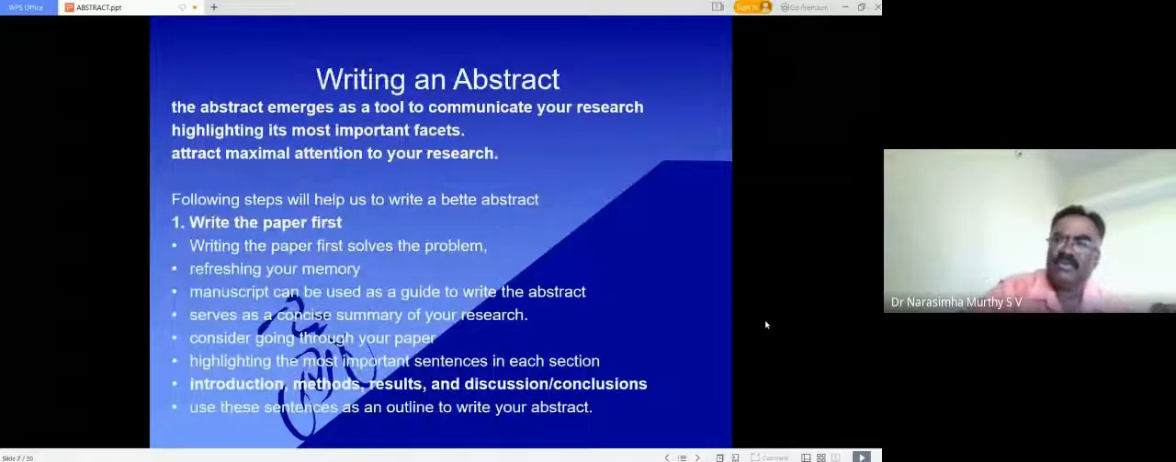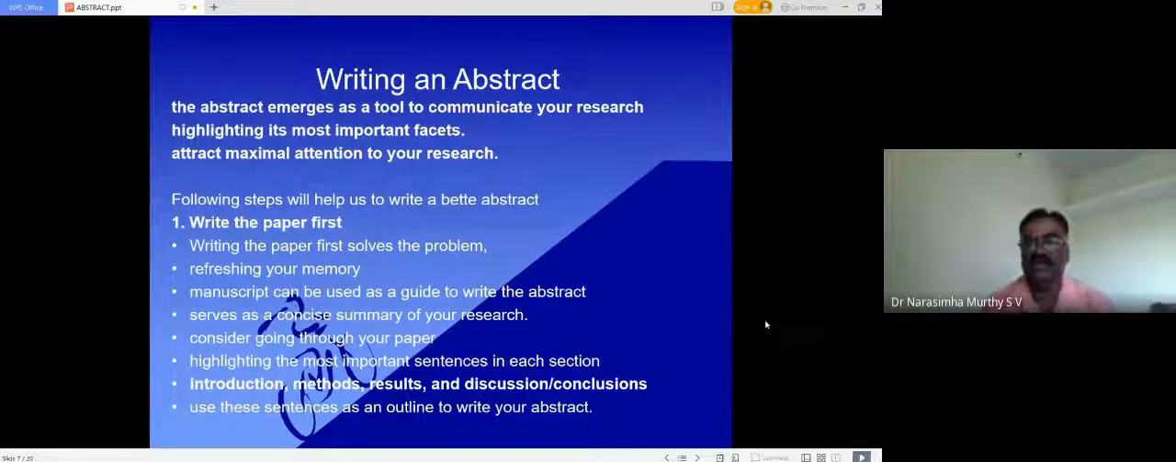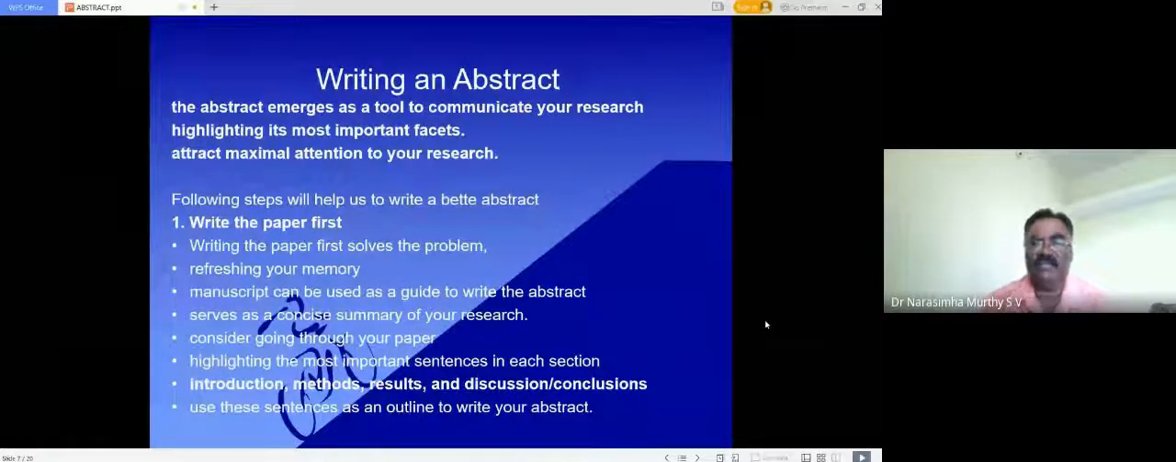Then let us come to writing an abstract. So when you look at all these points, the abstract emerges as a tool to communicate the research. It not only highlights the most important facets of your research, but at the same time, it attracts maximal attention to your research. Keeping these things in mind, I have made out some steps which will help us to write a better abstract, a good abstract. So let us begin with the first point.